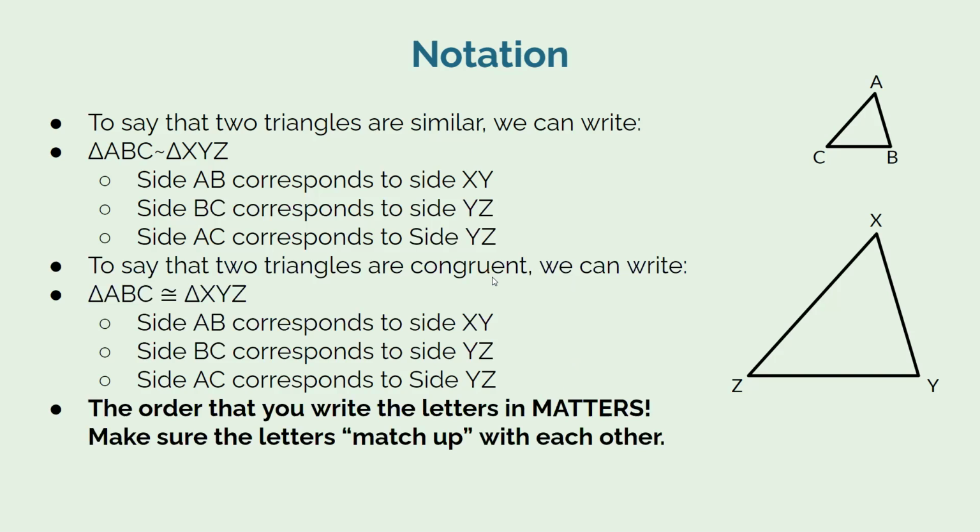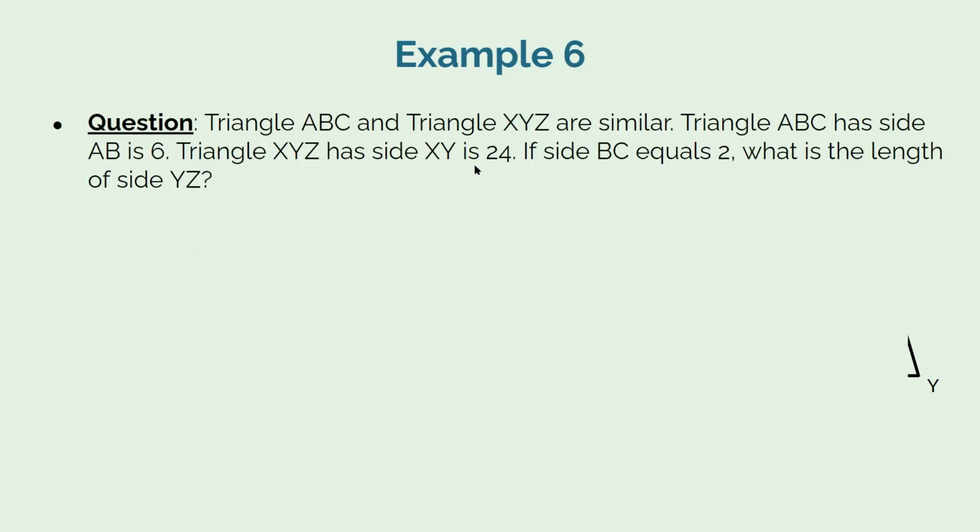Okay, so now we're going to move on to a couple of examples. In this question, triangle ABC and triangle XYZ are similar. Triangle ABC has side AB equals 6, and triangle XYZ has side XY equals 24. If side BC equals 2, what is the length of side YZ? If this question has too many words, you can just draw a picture. Draw two triangles and label the points A, B, and C, and X, Y, and Z. Then look at which sides correspond to each other, and then solve for the lengths.